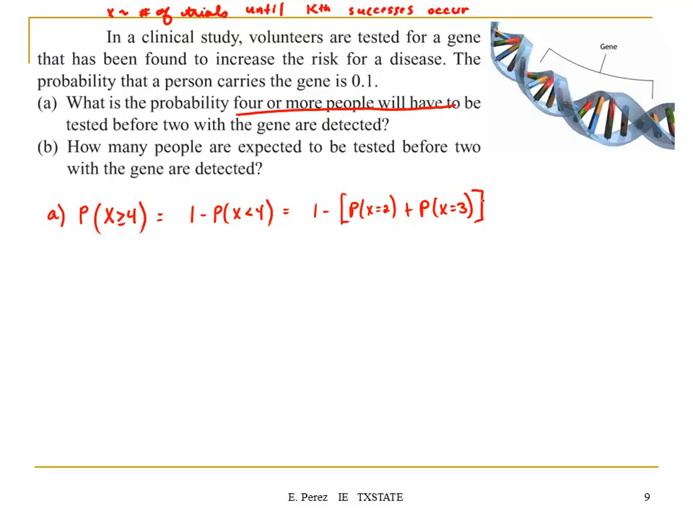Why are we not computing 0 and 1? Correct. The probability of X being equal to 0 and X equal to 1 will be 0 because you need at least 2 people to find such a probability. Those probabilities are going to be 0 because you need at least 2 to find the number of successes that you require. Okay, so maybe I can put that here so I will not confuse you.